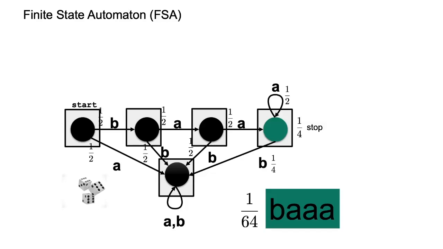Okay, so this word gets generated with a probability of 1/64. Why? Because I multiplied all these things. There is 1/2 to generate B, and then 1/2 to generate A, 1/2 to generate A, so that's 1/8 already, then 1/2 to generate another A is 1/16, then 1/4 to stop. 16 times 4 is 64. Who agrees with this computation? Did I assume something here?